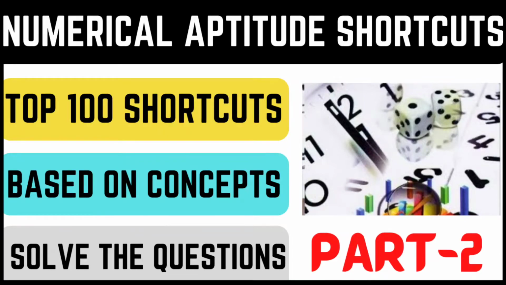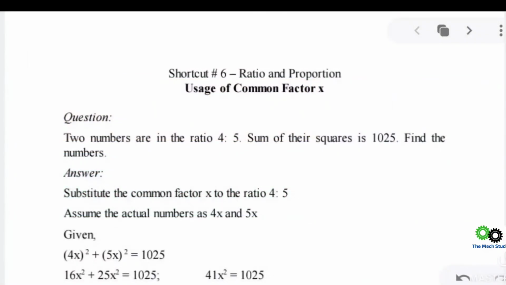In this video we are going to see the numerical aptitude part which I left earlier. The same series I'll continue over here as well. So going ahead with the next shortcut, shortcut number 6, which is ratio and proportion. In that you need to use the common factor x.